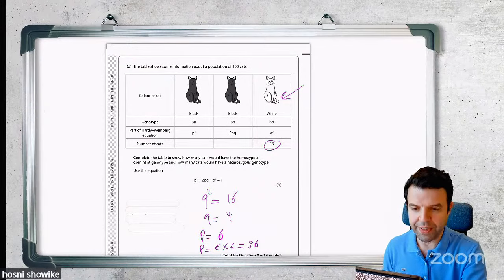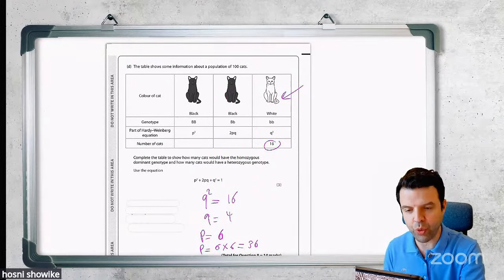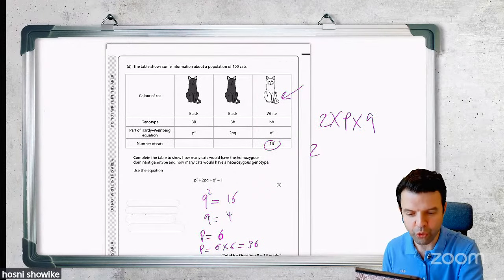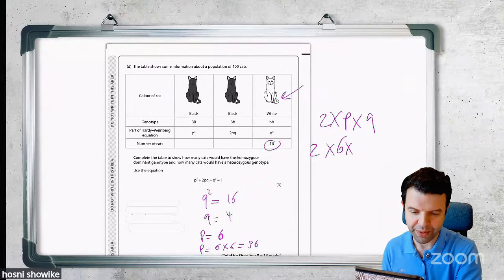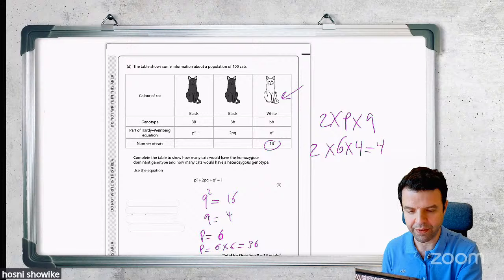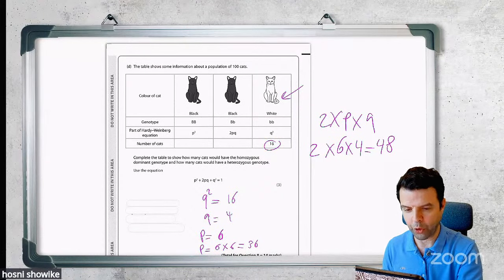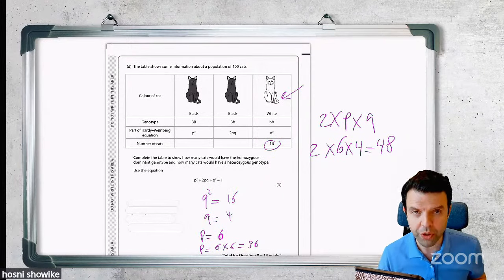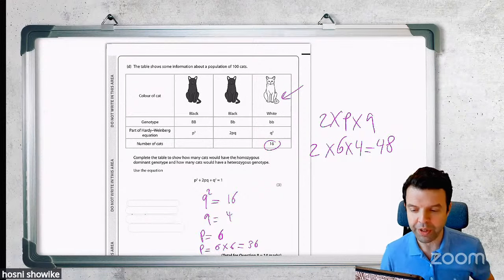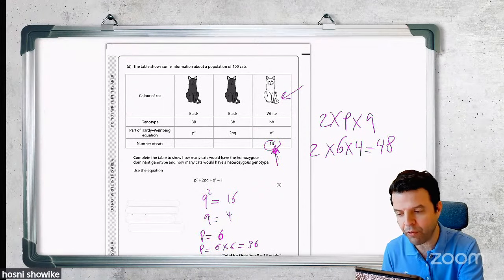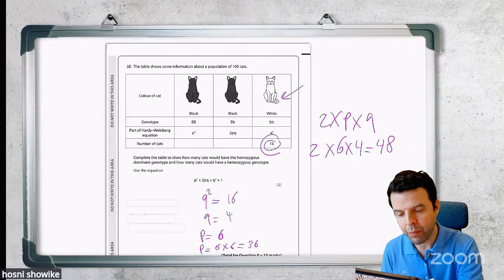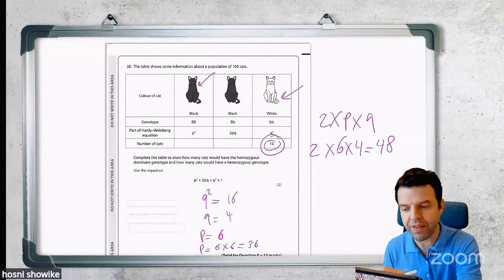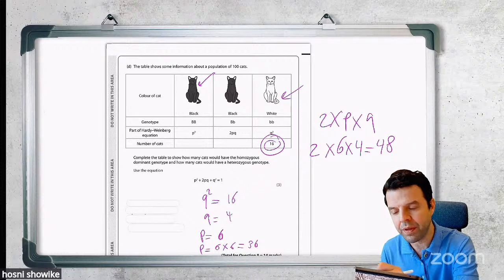What if I want to find the heterozygous? The heterozygous one is always going to be 2 times p times q. So 2 times 6 times 4, that is 48. Okay? So again, if you are to find a homozygous, you do p squared. If you are to find a heterozygous, 2pq. And the starting point is always going to be from those that are pure recessive. Because if they give you the dominant, there's no way you can identify if it's pq or if it's p squared.